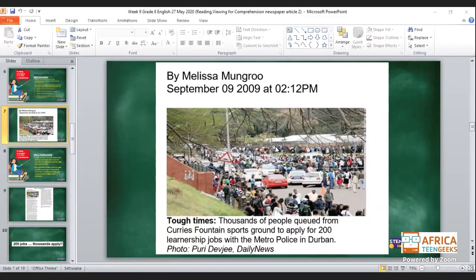And when we look at the caption there, the caption says, "Tough times, thousands of people queued from Curry's Fountain Sports Ground to apply for 200 leadership jobs with the Metropolis in Durban." Okay, so the caption does tell you something. Remember, we have not started to read. We are just pre-reading, so we are just trying to get an idea of what this newspaper article could be about before we start to read.